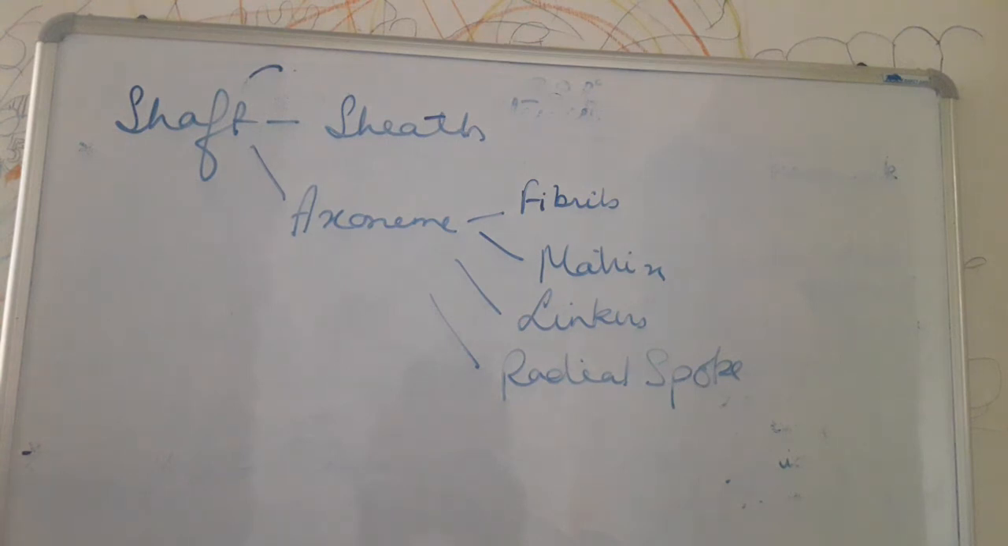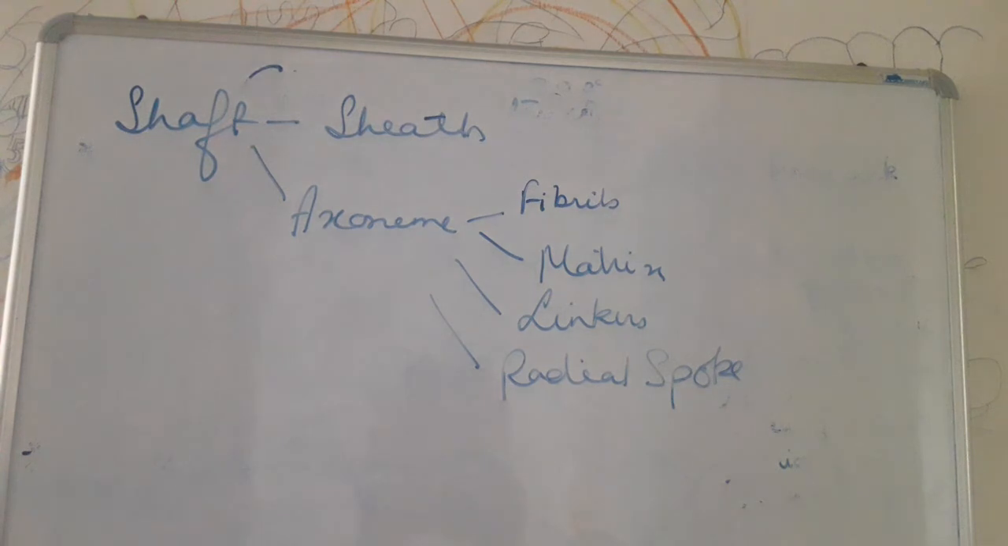Okay, so these are all the structures of the cilia and flagella. Their movement is due to the sliding of doublets past one another. That means the doublet fibrils, they slide over one another and due to which they show the movement. Okay, that is how the ciliary and the flagellary movement is observed.